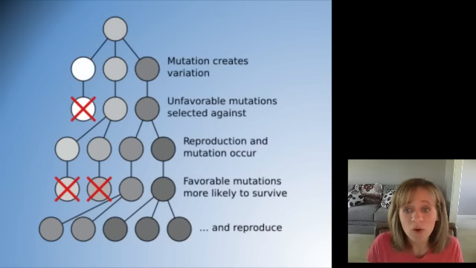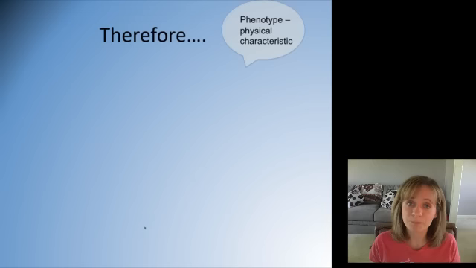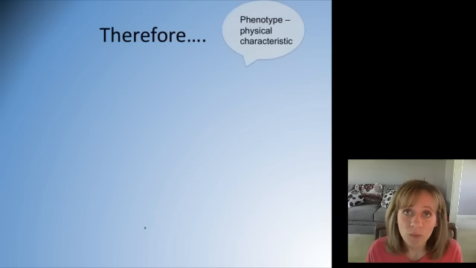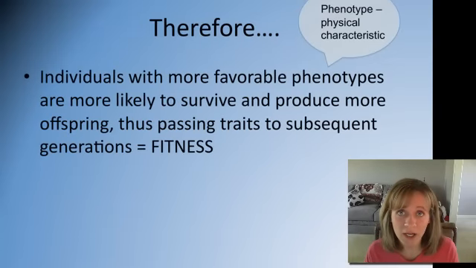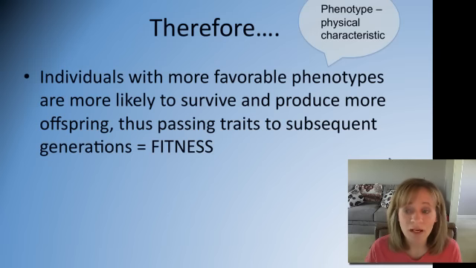Again, here we have another mutation occur to create different shades. These guys are the only ones that survive and reproduce. So you can see that over time, this population has evolved to become more of a gray color instead of a more white color. Okay, so putting this all together, individuals with more favorable phenotypes, and we're going to use the word phenotype a lot. Phenotype is simply a physical characteristic, so an adaptation, a beak size, a hair color, a skin color.